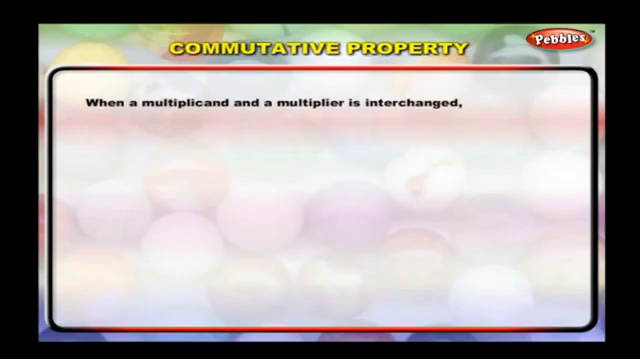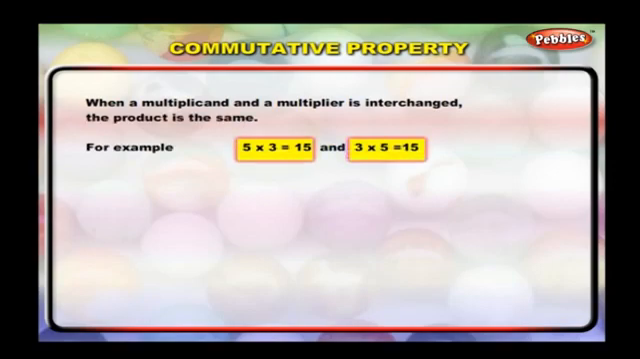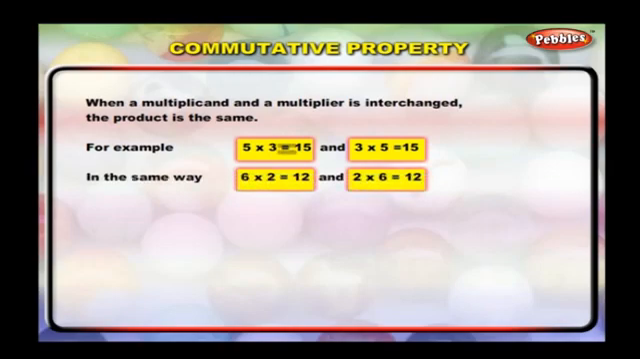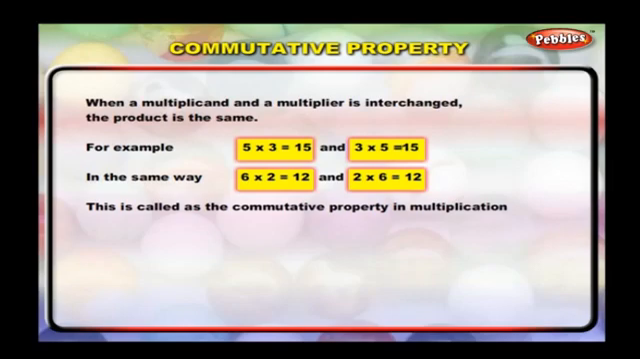When a multiplicand and a multiplier are interchanged, the product is the same. For example, 5 into 3 is equal to 15, and 3 into 5 is also equal to 15. In the same way, 6 into 2 is equal to 12, and 2 into 6 is equal to 12. This is called the commutative property in multiplication.